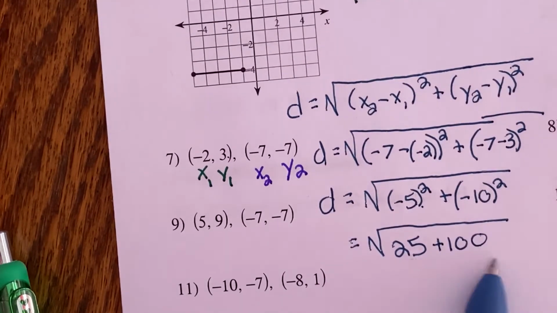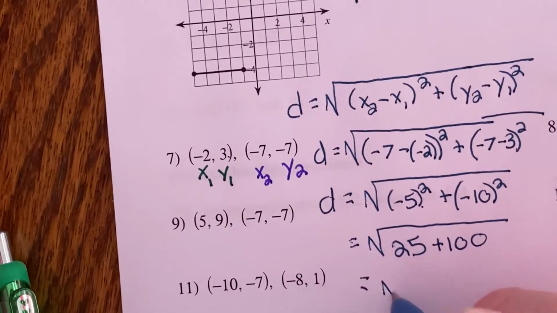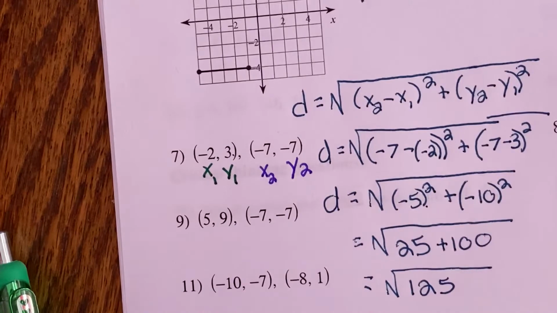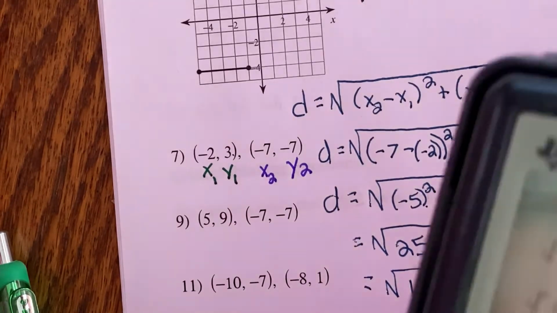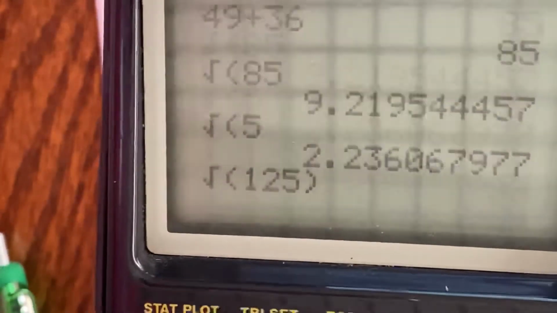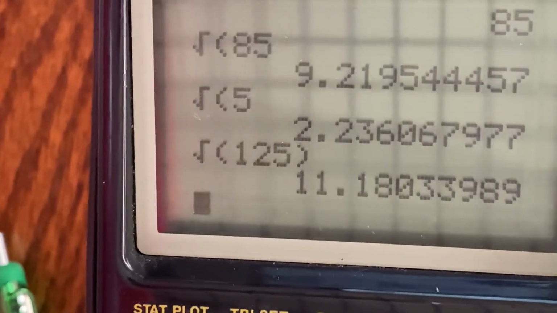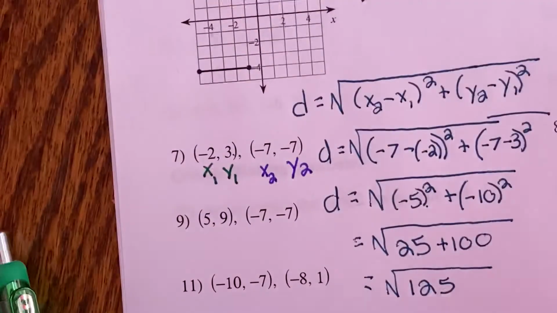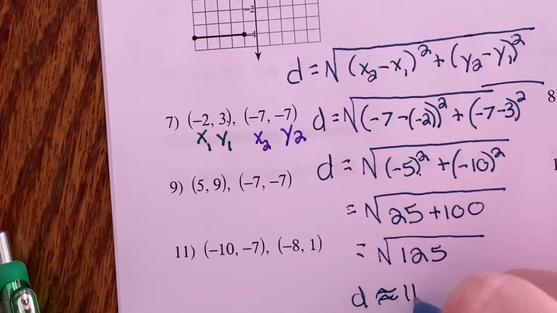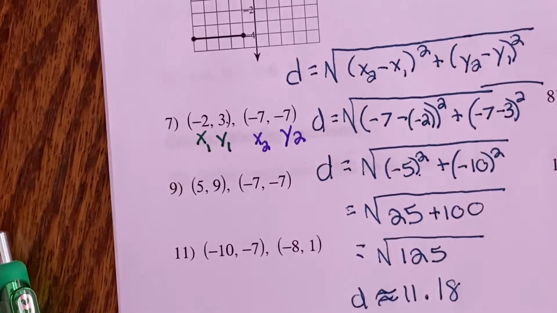All right, now let's combine our like terms. So we're going to have the square root of 125. And then again, put that into our calculator, the square root of 125. And that's going to give us 11.18. So our distance is going to be approximately 11.18. All right, so that's using the distance formula.